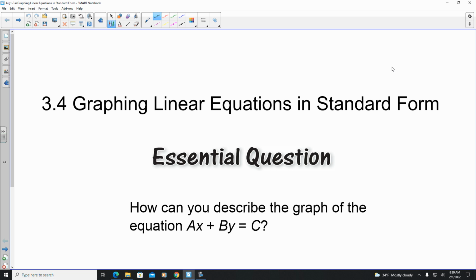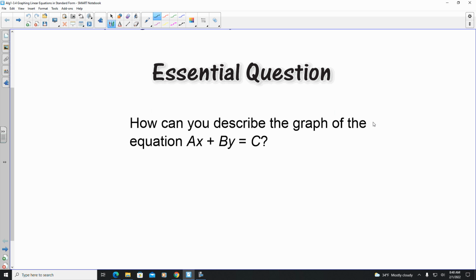In this lesson, we're going to be looking at section 3.4, where we're going to be graphing linear equations in standard form. So here is the general equation for a linear equation in standard form. It's ax plus by equals c.